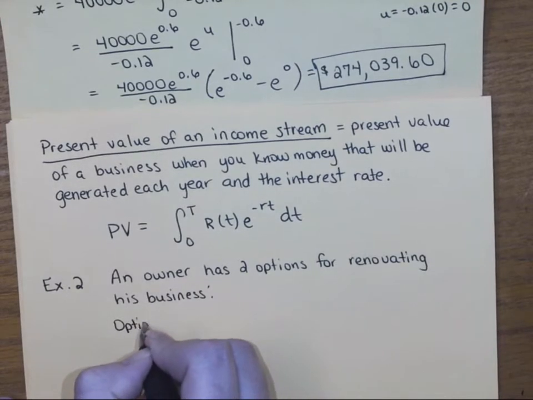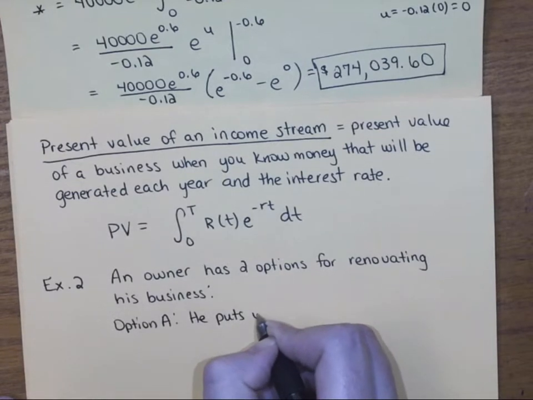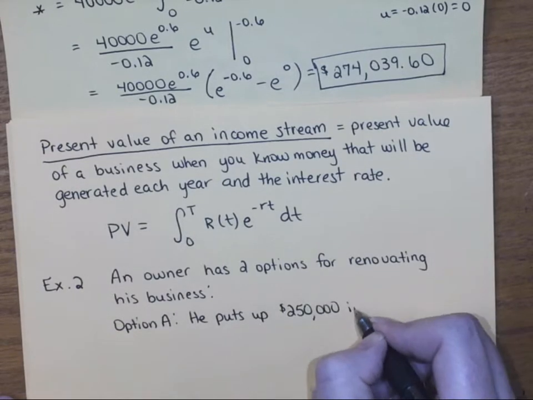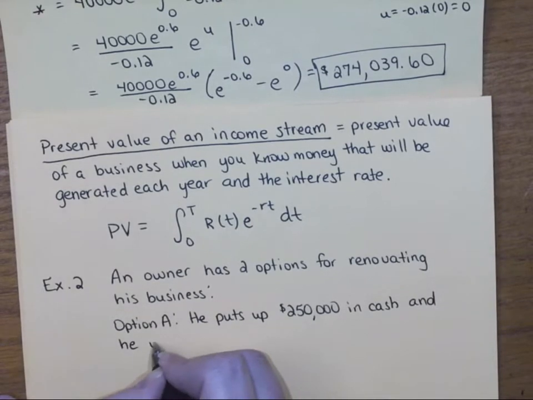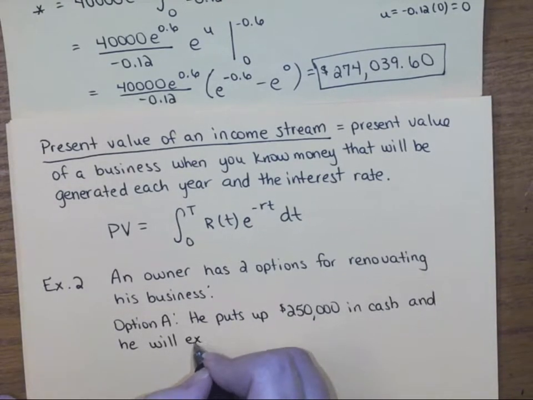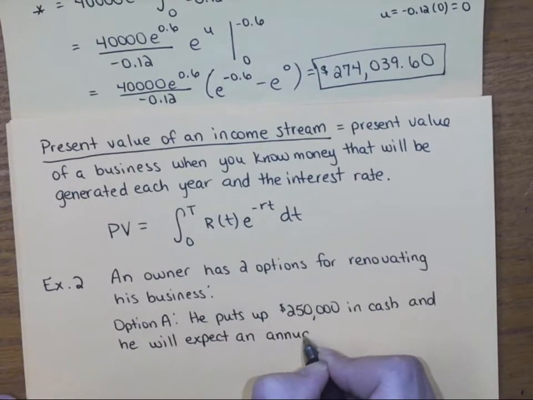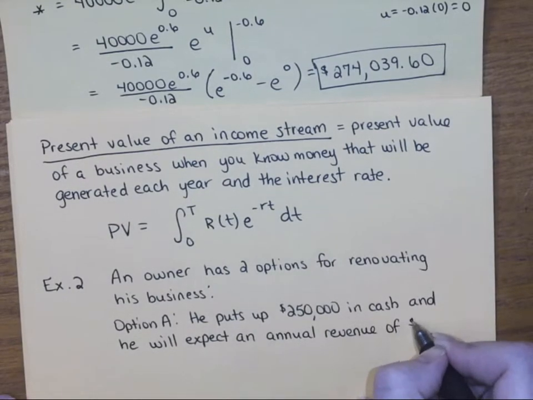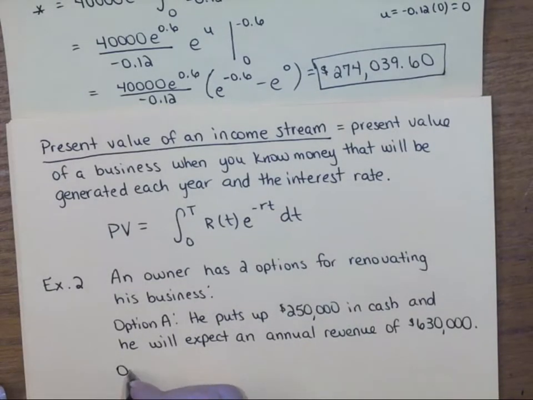Okay, so here are his two options. Option A is he puts up $250,000 in cash to pay for the renovations, and if he does that, he or his team of people expects an annual revenue of $630,000. So that's his first option.